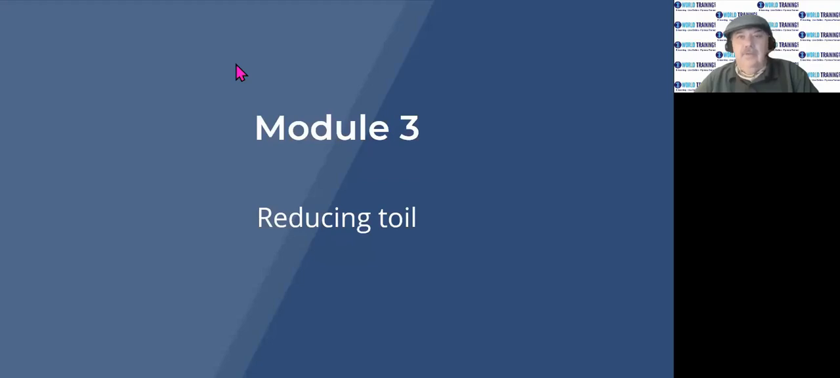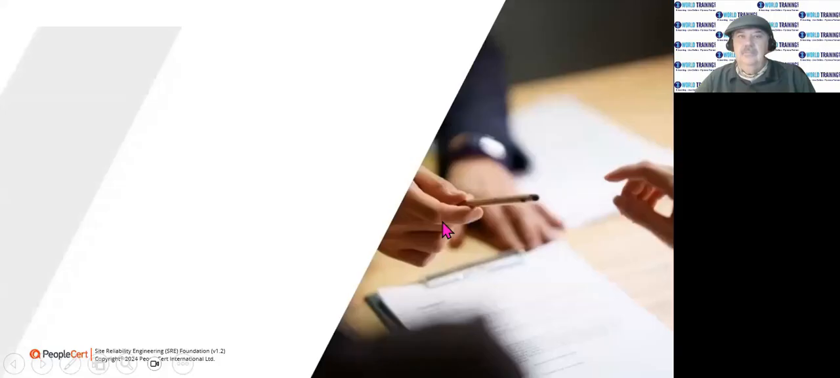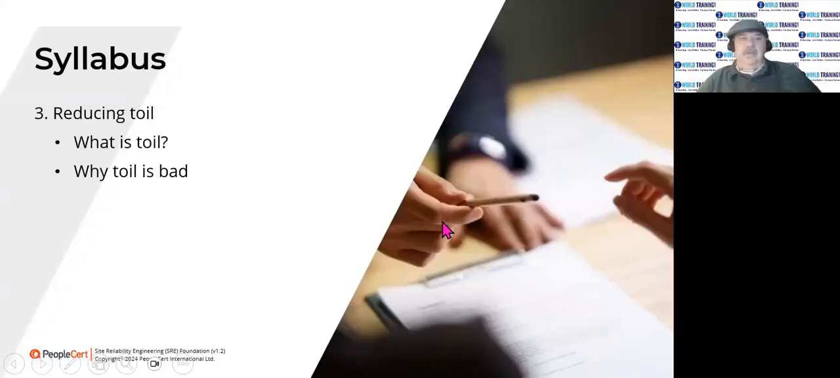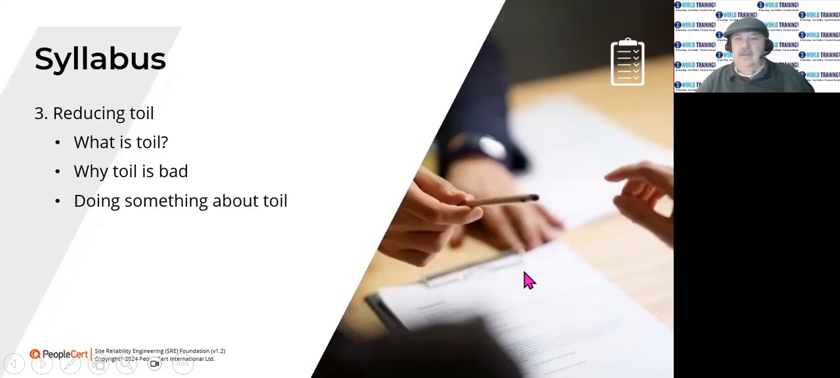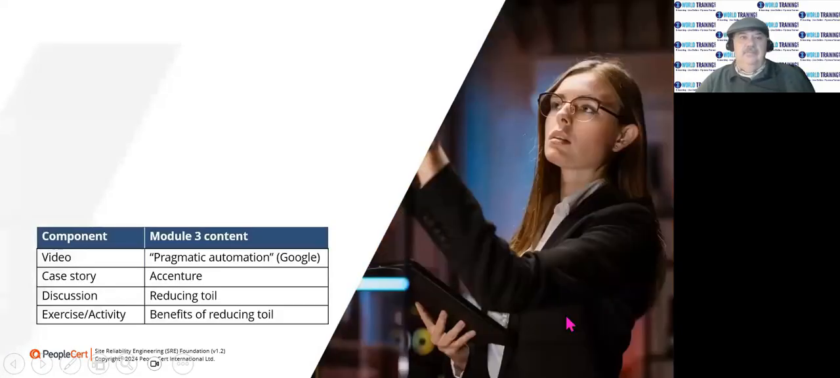Okay, so module 3, we're going to be talking about reducing toil, which, as I mentioned before, I think is the second most important pillar of practice for the SRE framework. In this module, the syllabus is: what is toil? Why is it bad? And what can you do about it?